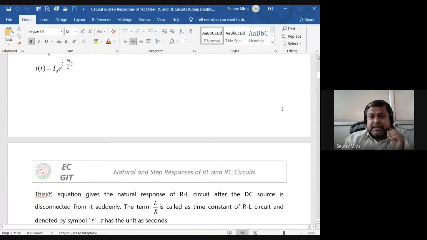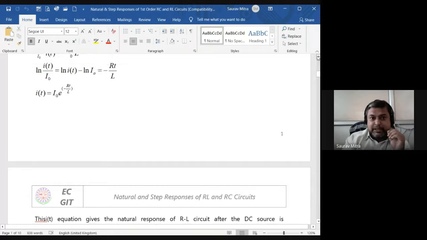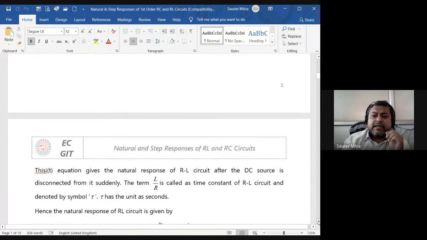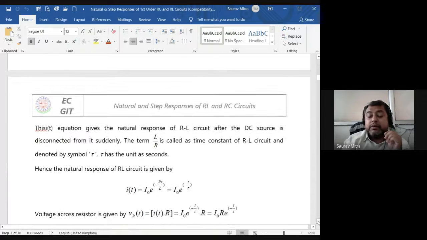So everything is written here. Proof is not in your syllabus. Only one thing you have to understand is, for an RL circuit, L by R is called the time constant. What is the unit of L by R? It is seconds. L by R unit is seconds. L is in Henry, R is in ohm. So Henry by ohm we are calling seconds.